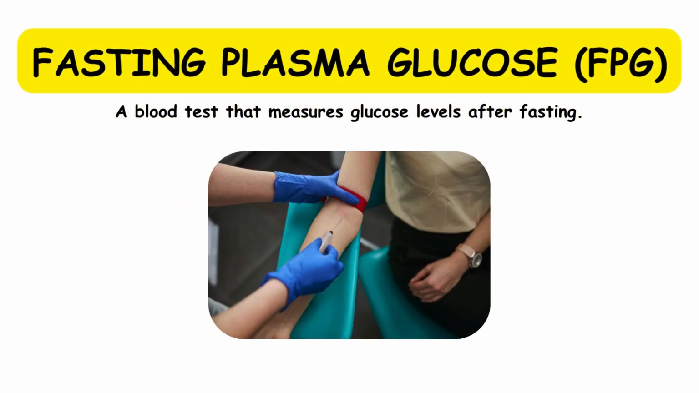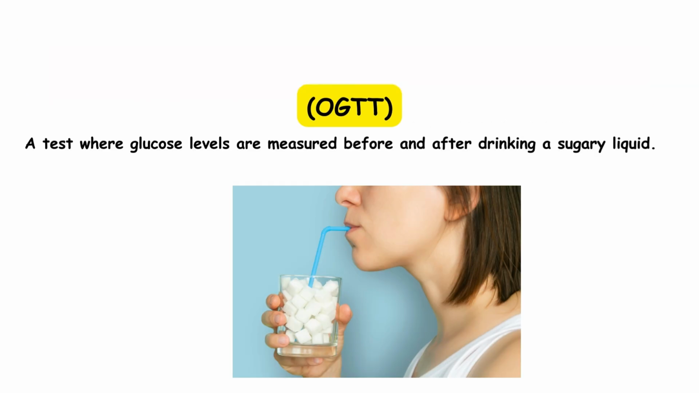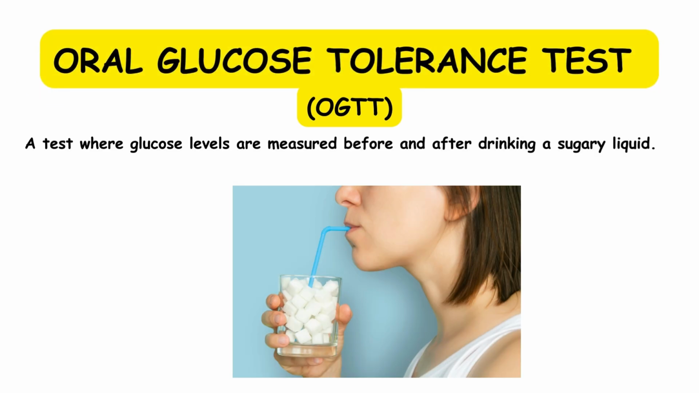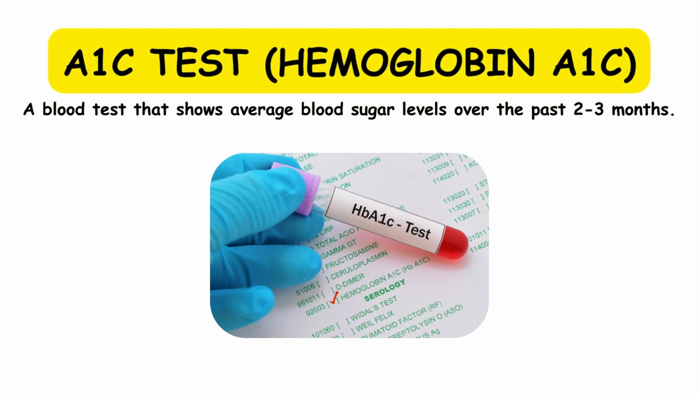Fasting plasma glucose, FPG. A blood test that measures glucose levels after fasting. Oral glucose tolerance test. A test where glucose levels are measured before and after drinking a sugary liquid. Hemoglobin A1C test. A blood test that shows average blood sugar levels over the past 2 to 3 months.